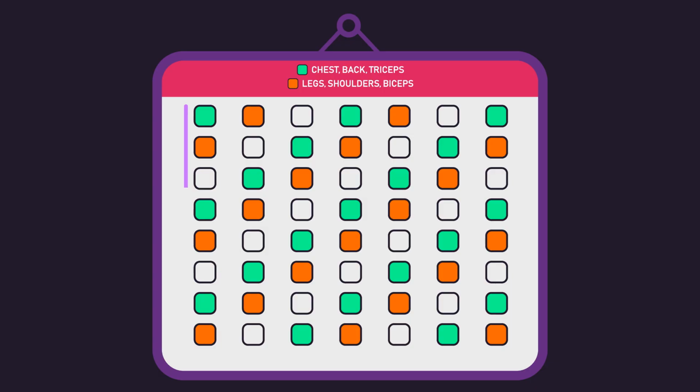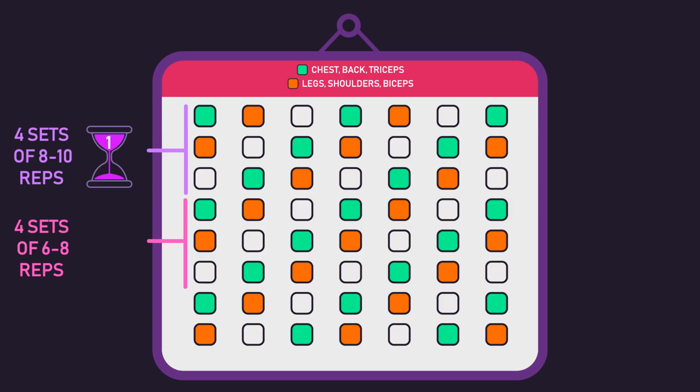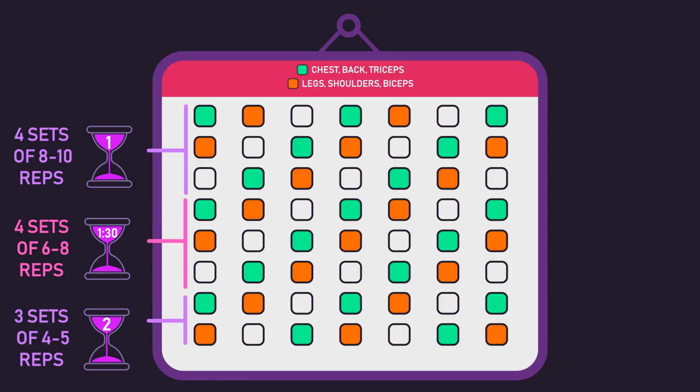For the first 3 weeks, both groups performed each exercise with 4 sets of 8 to 10 reps to failure, with 1 minute of rest between sets. For the next 3 weeks, both groups performed each exercise with 4 sets of 6 to 8 reps to failure, with 1 minute and 30 seconds of rest between sets. For the last 2 weeks, both groups performed each exercise with 3 sets of 4 to 5 reps to failure, with 2 minutes of rest between sets. Throughout these 3 phases, if subjects were able to, load was increased on any of their exercises.